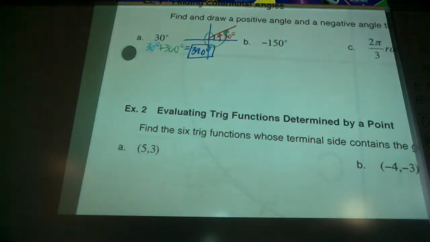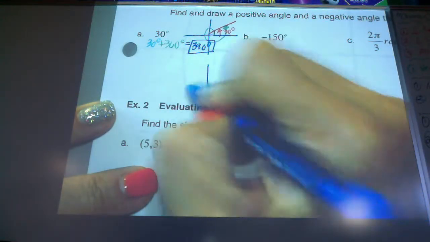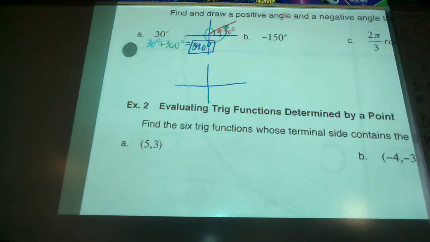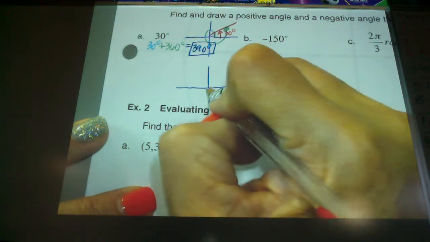So not to mess up our graph overly much, we're going to draw another graph for a negative one. So here's our negative graph. We still have our 30-degree angle here.